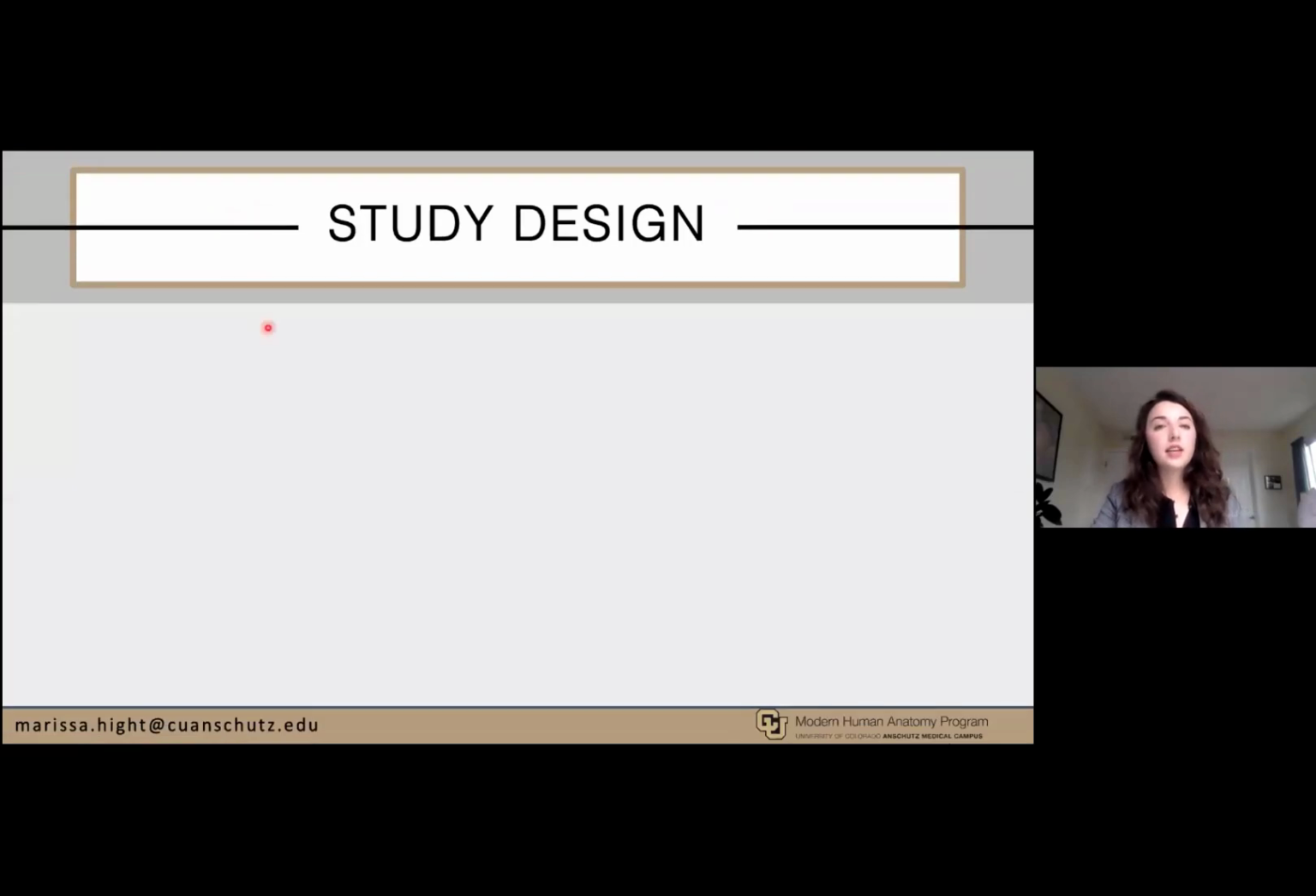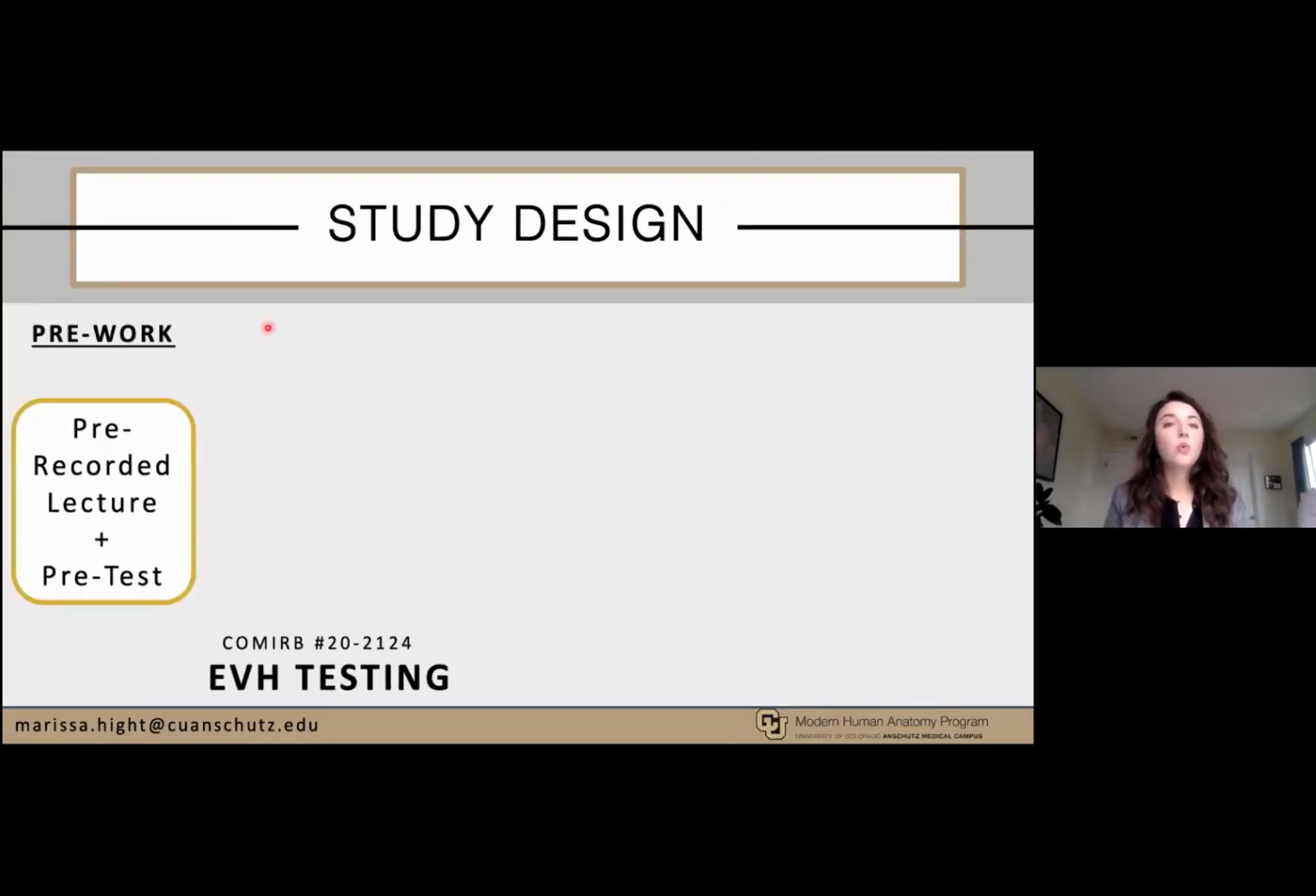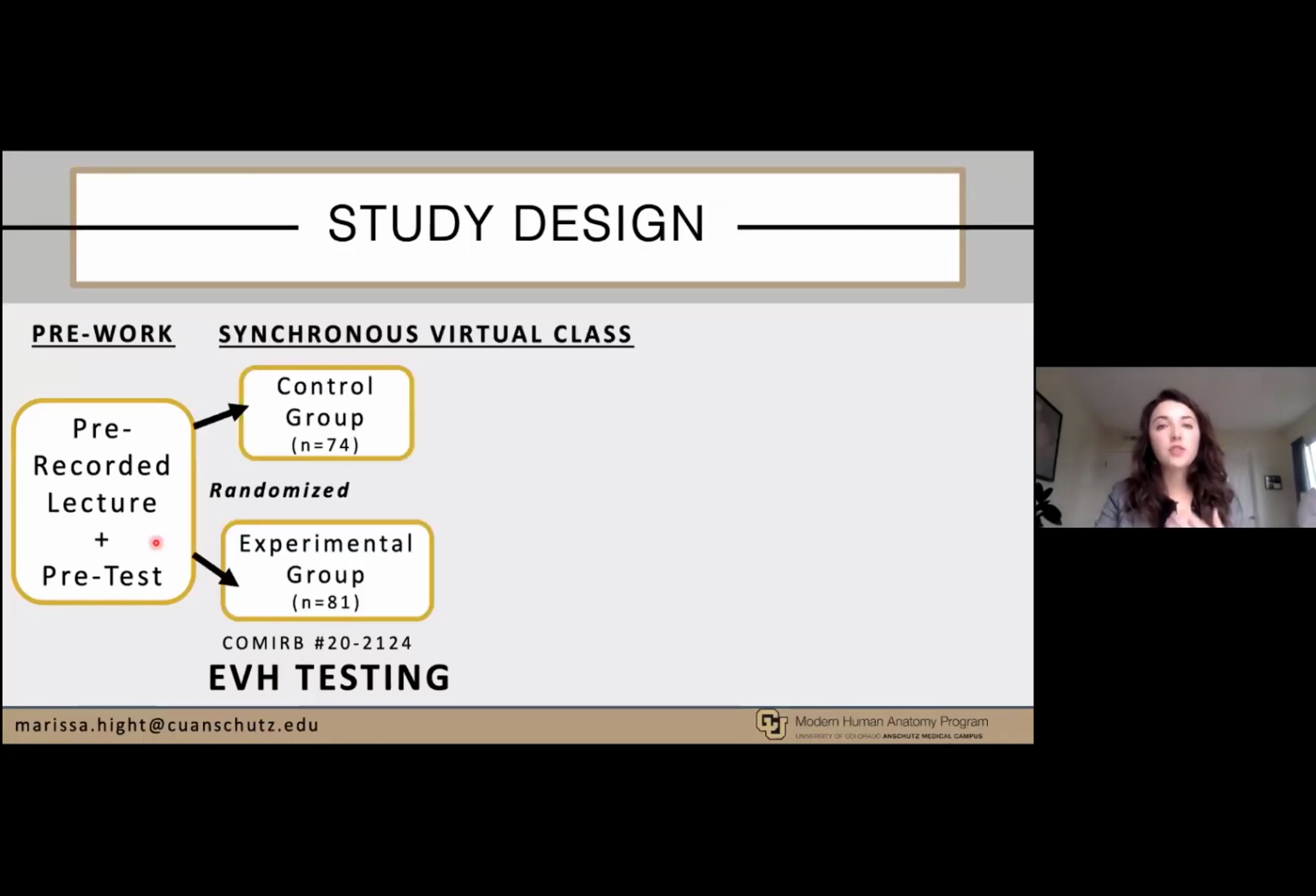The design of the study was a randomized single-blind study with the first-year medical students at CU Anschutz. As part of their flipped classroom environment due to the COVID-19 pandemic, the students were required to watch a pre-recorded lecture and to take a pretest prior to every active learning session. When they showed up for the synchronous virtual class, they were randomized into 2 groups: the control group that interacted with a model of different embryonic origin, but with similar questions and topics, and the experimental group, which interacted specifically with that EVH resource.